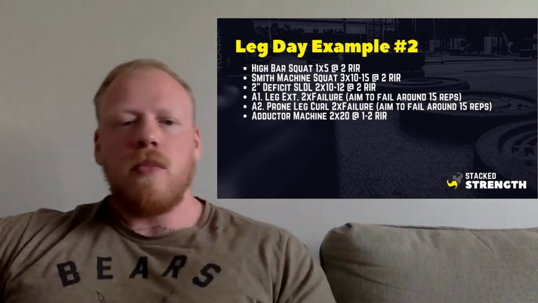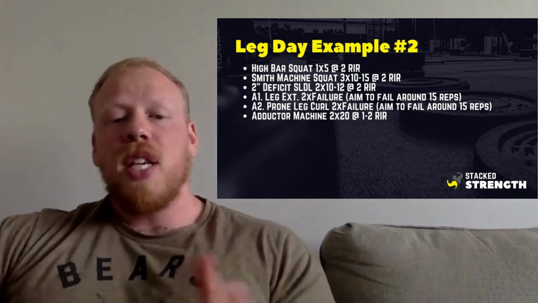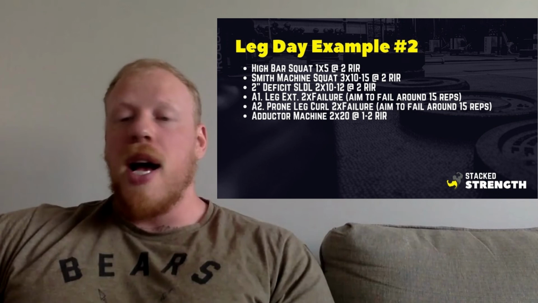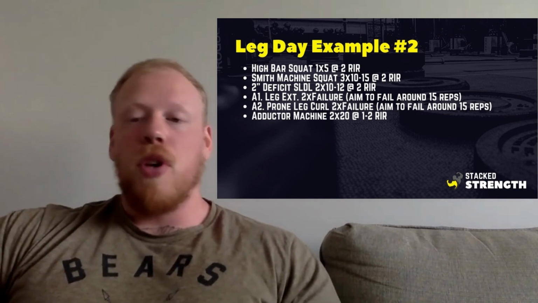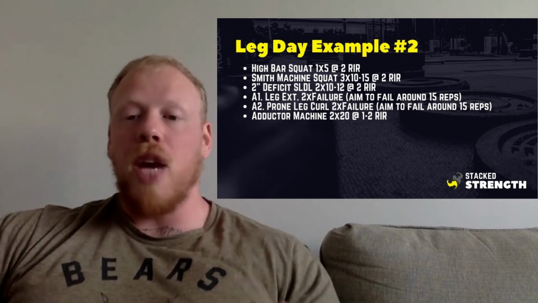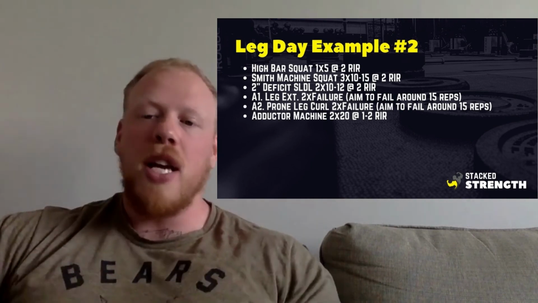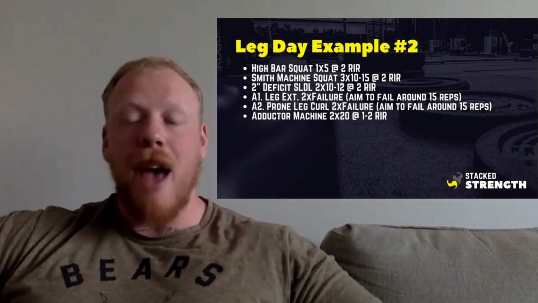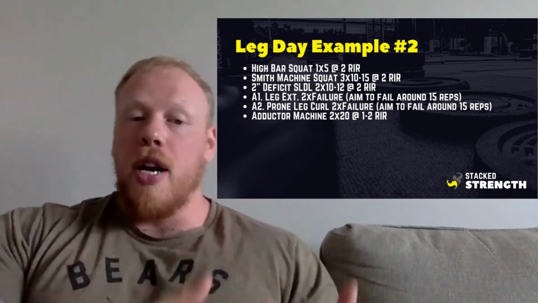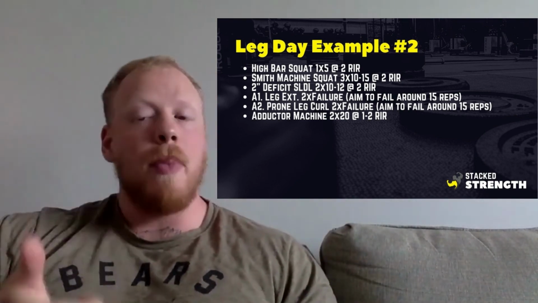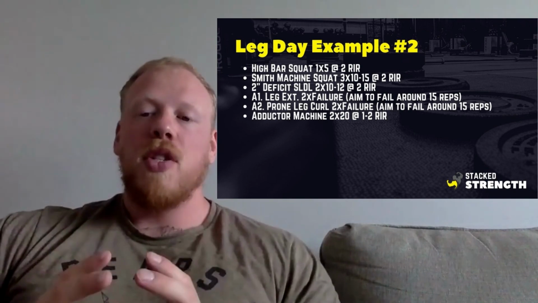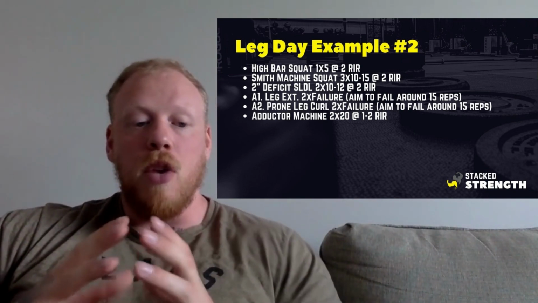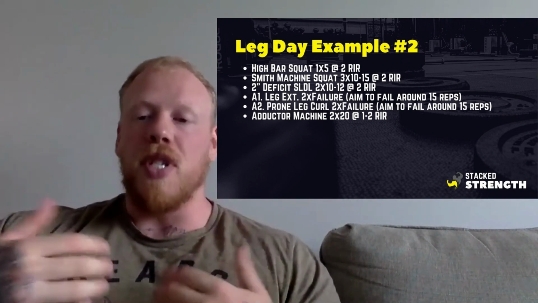Then we're doing the adductor machine, 2 sets of 20 at 1 to 2 RIR. Again, I really think it's important to look at longevity. So when we're training, we're not just training the quads and the hamstrings, you're training your adductors, you're training your ability to abduct as well. So maybe you're going to do some abduction on the machine as well on another training session. Maybe you're going to do some goblet Cossack squats. You're going to do things that are going to help improve your longevity and resiliency.